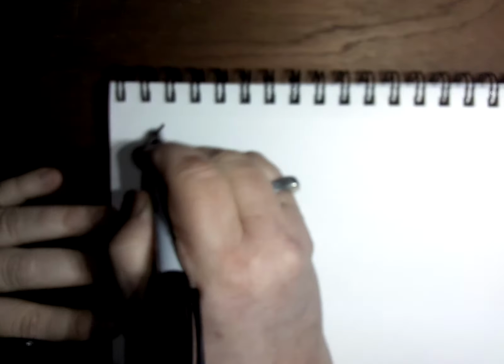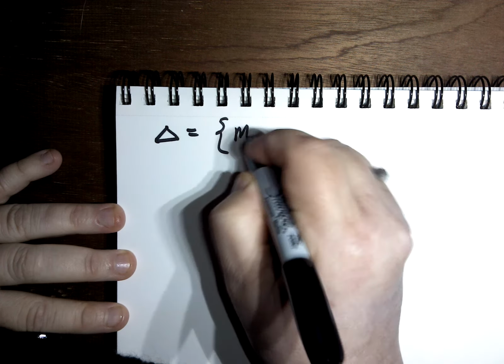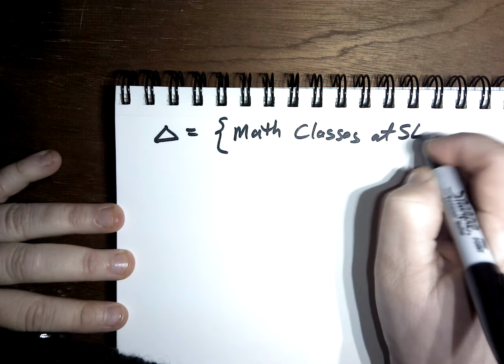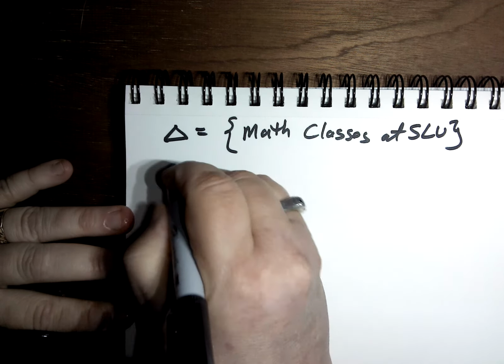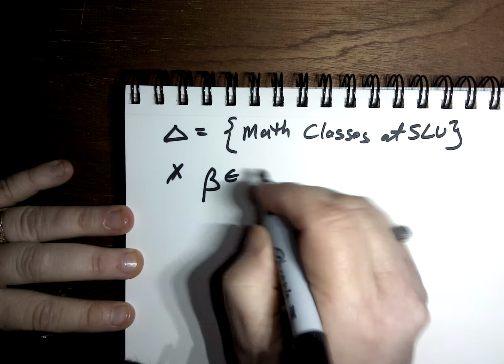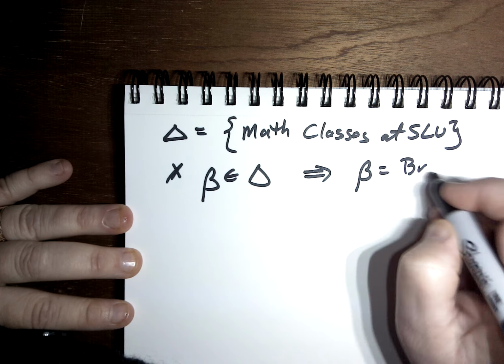Another possibility: what if the set that you are indexing with, instead of natural numbers, is something uncountable, or even better, let's say delta equals math classes at SLU. And you would say that if beta is an element of delta, that would be like beta equals bridge class. Oh, see what I did there?